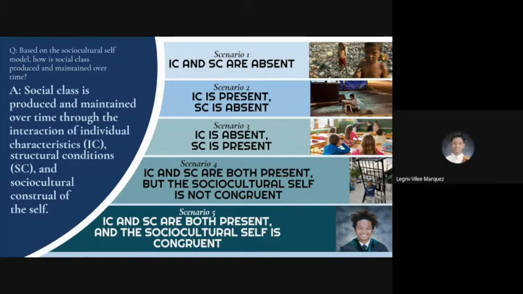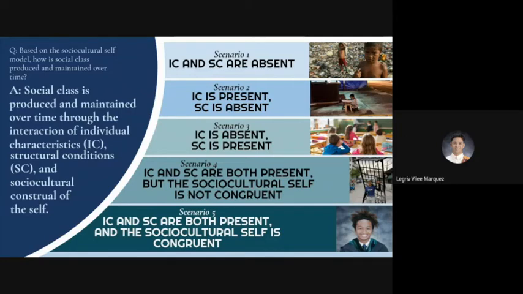Okay. So we actually presented four hypotheses or four scenarios in which social class disparities are maintained. So the first one is when the individual characteristics and the structural conditions are absent. For example, yung mga children who experience child labor, since they don't have the skill or the individual characteristics, and they also don't have the proper structures that would help them in education, social class disparities are maintained. So in scenario 2 naman, even if the individual characteristics are present, but the structural conditions are absent.